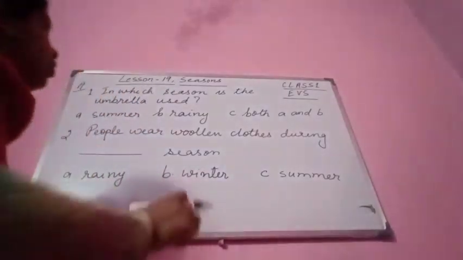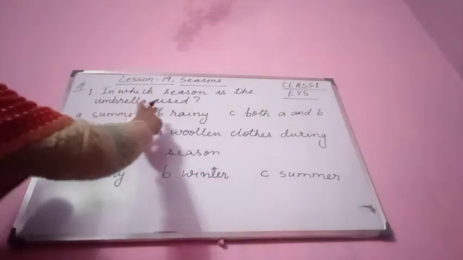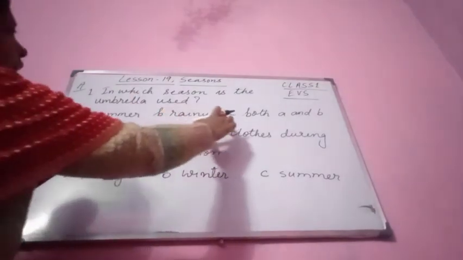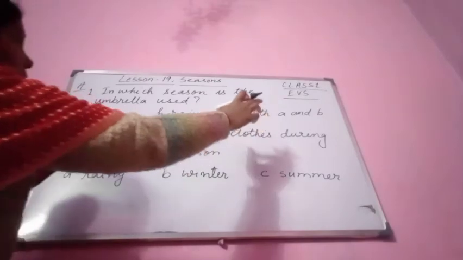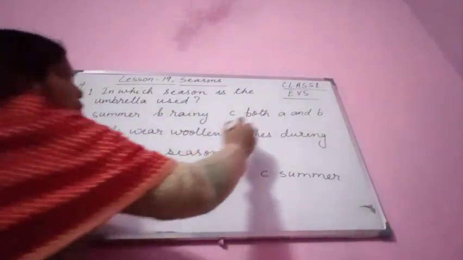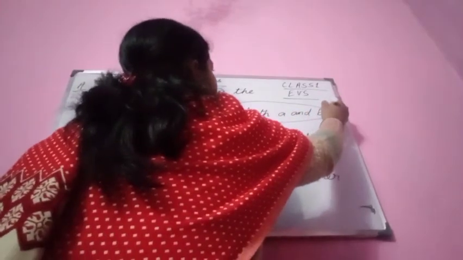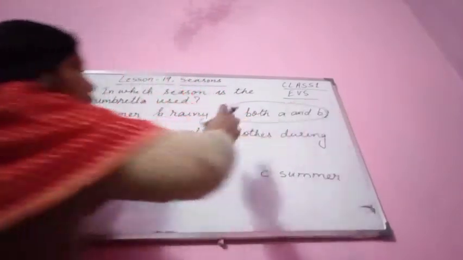In which season is the umbrella used? First question you see here, in which season is the umbrella used? So the options are A summer, B rainy, and C both A and B. So the answer will be both A and B. Okay, this will be the answer. We have to encircle.